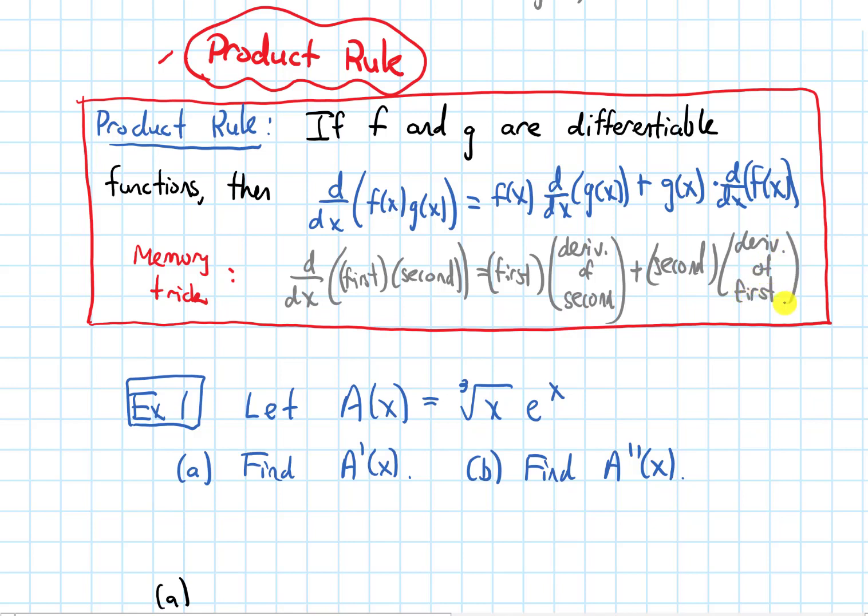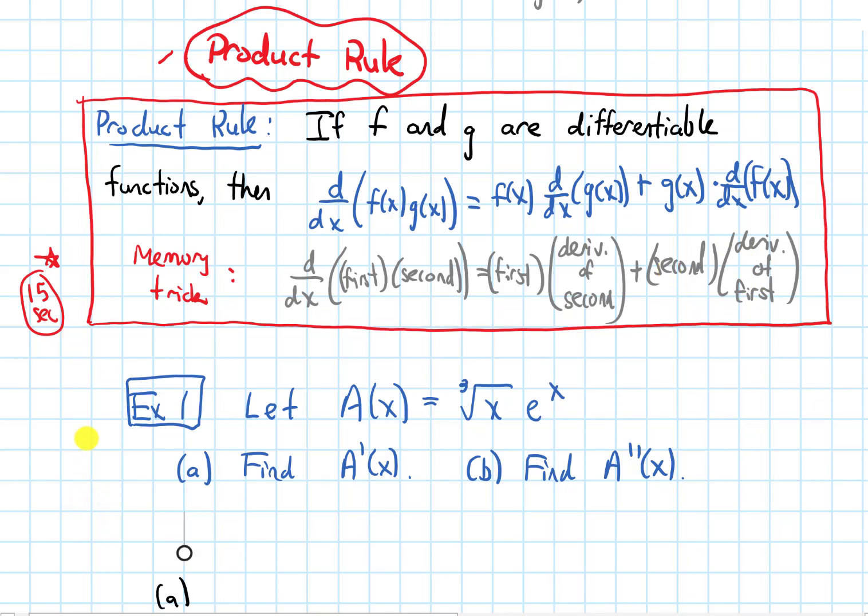So I would encourage you to pause the video, quick pause, like a 15-second pause, and just chant the memory trick a few times. So I'll do it once all together, just me here. So the derivative of first times second is first times the derivative of the second plus the second times the derivative of the first. One more time, it's the first times the derivative of the second plus the second times the derivative of the first. I'd encourage you to do that at least 2 more times, that chant.